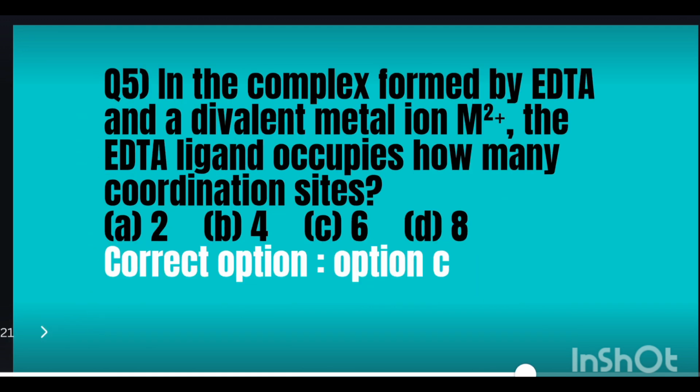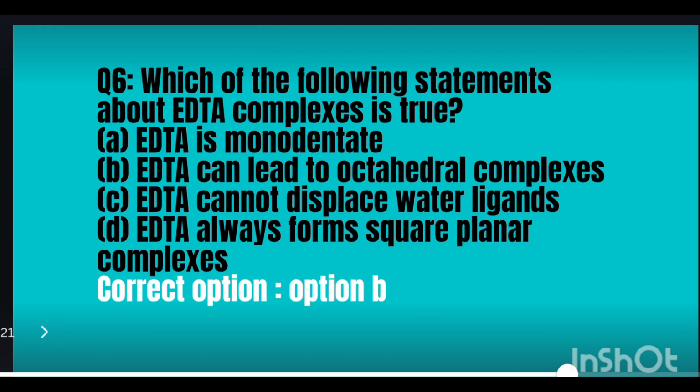Next, we'll see the fifth question. In the complex formed by EDTA and the divalent metal ion M2 plus, the EDTA ligand occupies how many coordination sites? 2, 4, 6 and 8. Option C, 6, is the correct answer. EDTA is always a hexadentate ligand. We'll move to the next one.